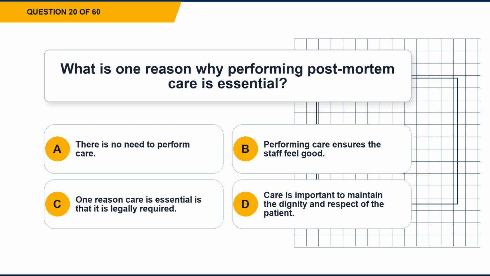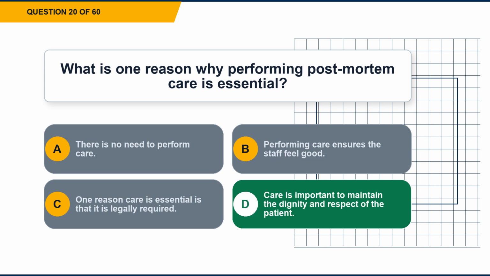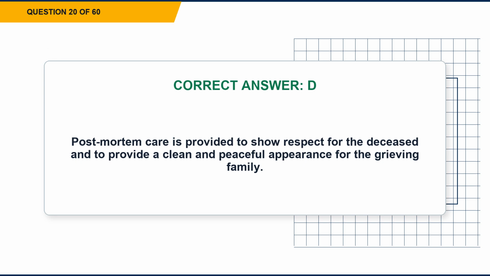Question 20. What is one reason why performing post-mortem care is essential? Option A, there is no need to perform care. Option B, performing care ensures the staff feel good. Option C, one reason care is essential is that it is legally required. Option D, care is important to maintain the dignity and respect of the patient. The correct answer is option D, care is important to maintain the dignity and respect of the patient. Explanation. Postmortem care is provided to show respect for the deceased and to provide a clean and peaceful appearance for the grieving family.